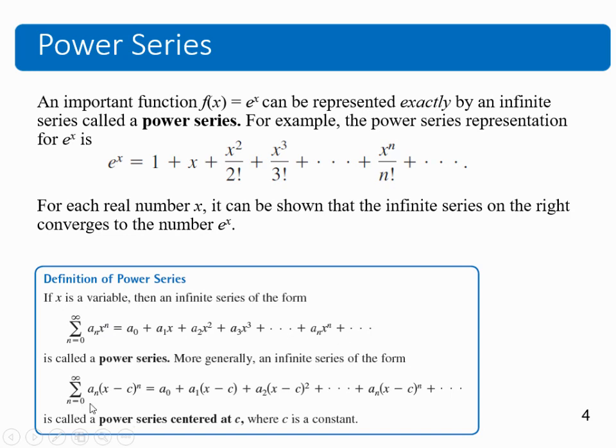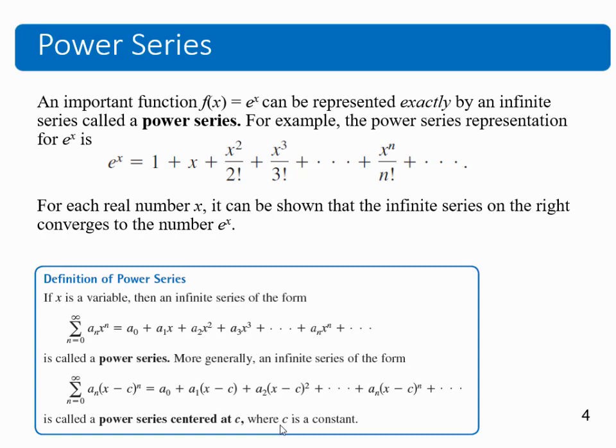Okay, so now the second one right here is your coefficients a_n, and then you have this factor, (x minus c) to the n power. And you see here it's to the first power, here it's to the 0, second, and so on until the nth power, and it goes on infinitely. Now, when you have a factor x minus c, then it's a power series centered at c, and c is a constant.